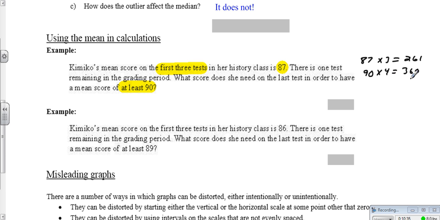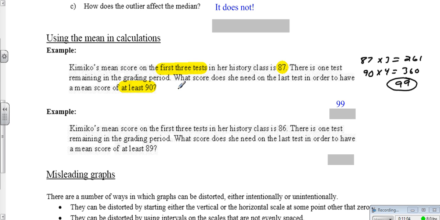Well, what's the difference between those? Well, 360 minus 261 is 99. If I subtracted those two numbers. So she'd have to score a 99, or better, on that last test in order for her to get an average of 90. Okay? That is the intuitive way of doing it.